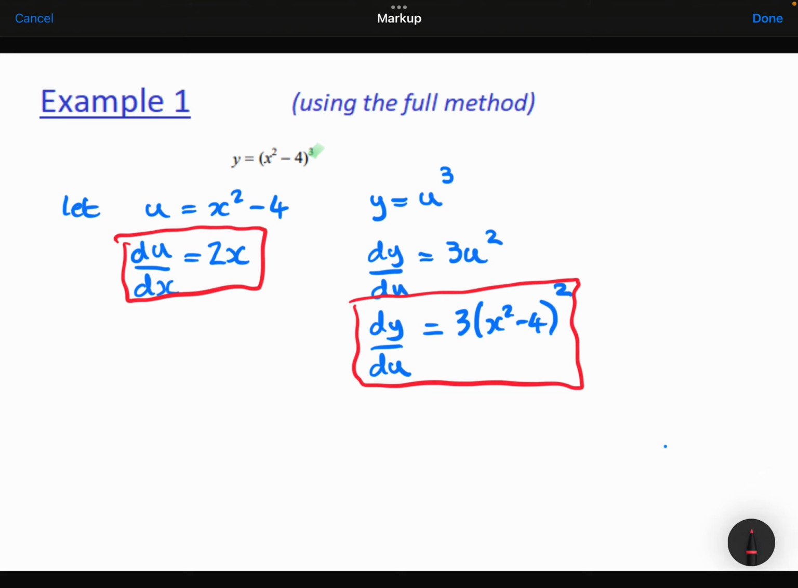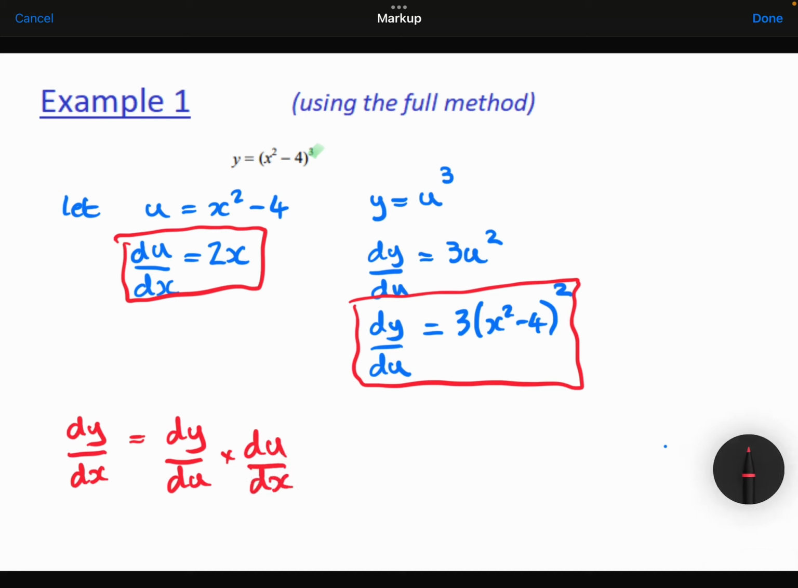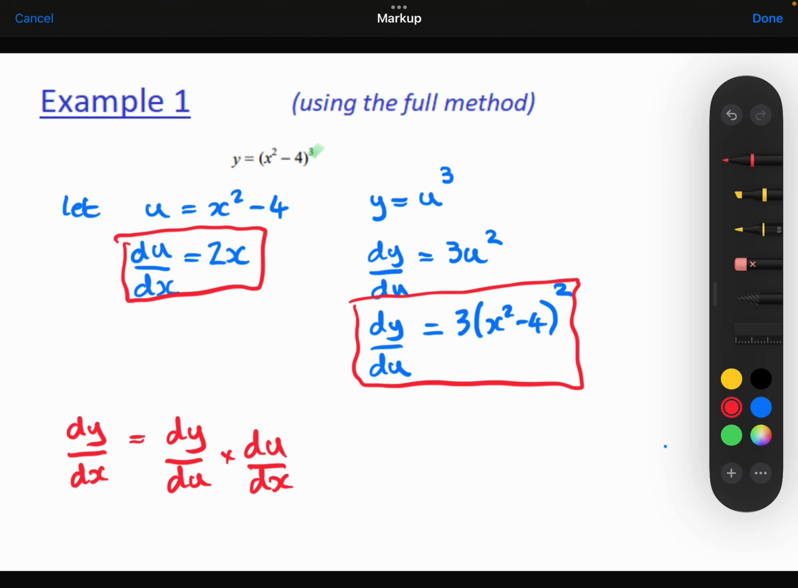Now I'm going to use the chain rule, which says that dy by dx is equal to dy by du multiplied by du by dx. So that is the chain rule. The reason why we call it the chain rule is because these du's here would cancel out and just leave me with the dy by dx. So what those du's do is they create a chain that link these derivatives together, hence why we call it the chain rule.